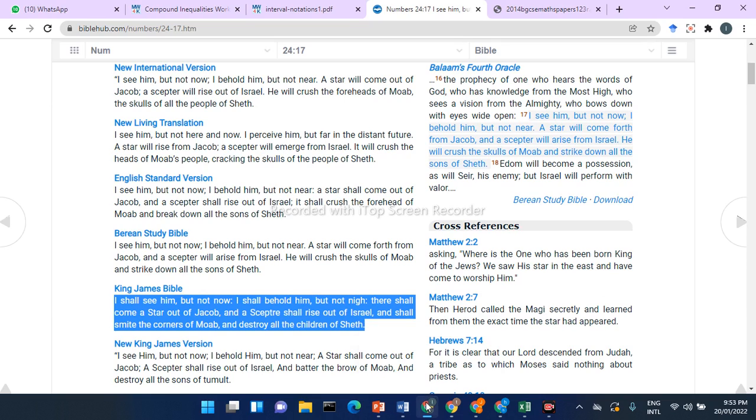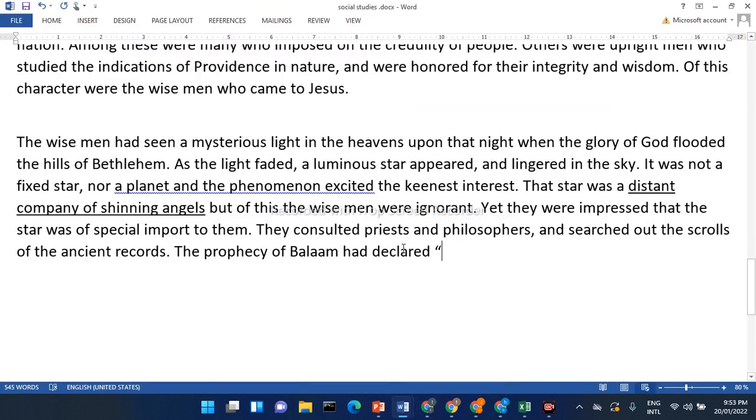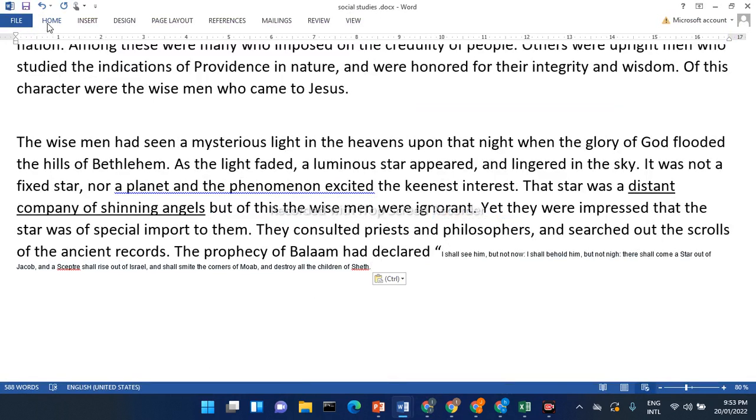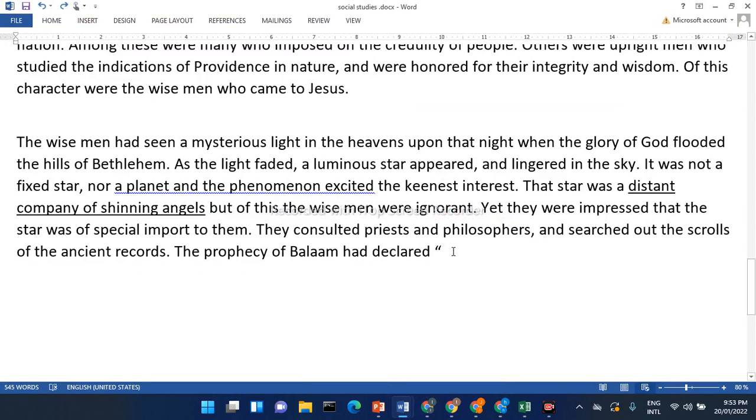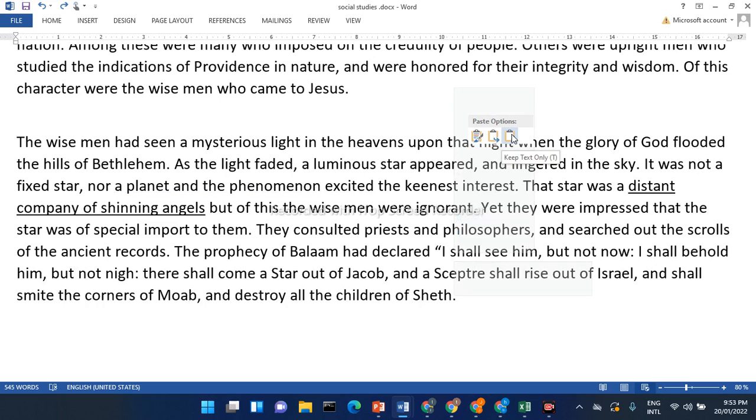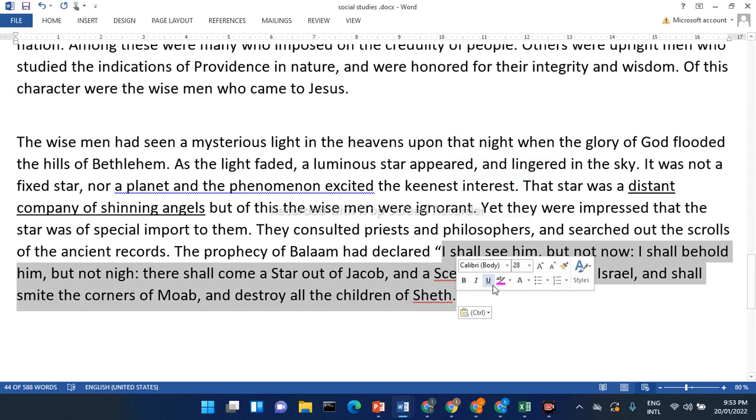And so let's begin. The prophecy of Balaam had declared, let's put it in properly. "I shall see him, but not now." And let's put that in red.